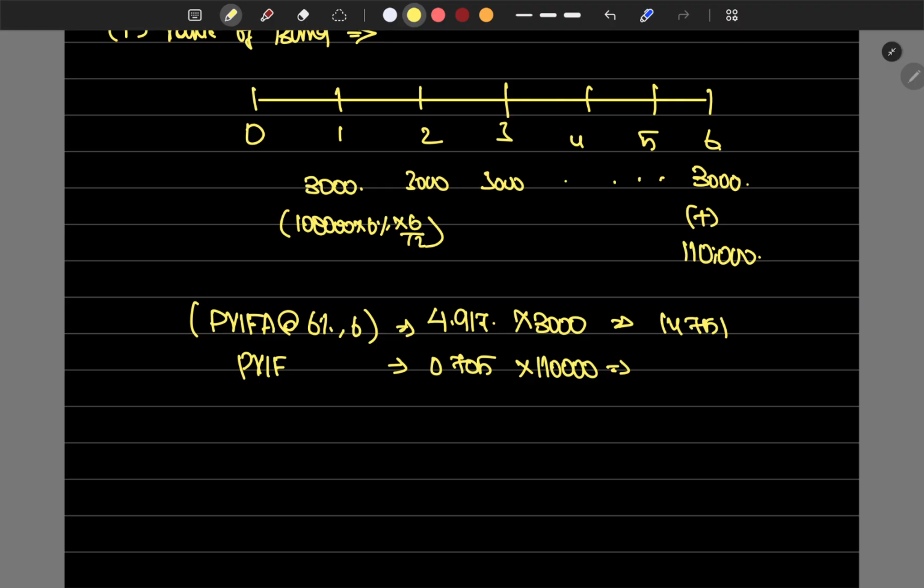1,10,000 into 0.705, which is 77,550. Total up, we'll get the value of the bond. This is the value of the bond. That's it. 92,301.